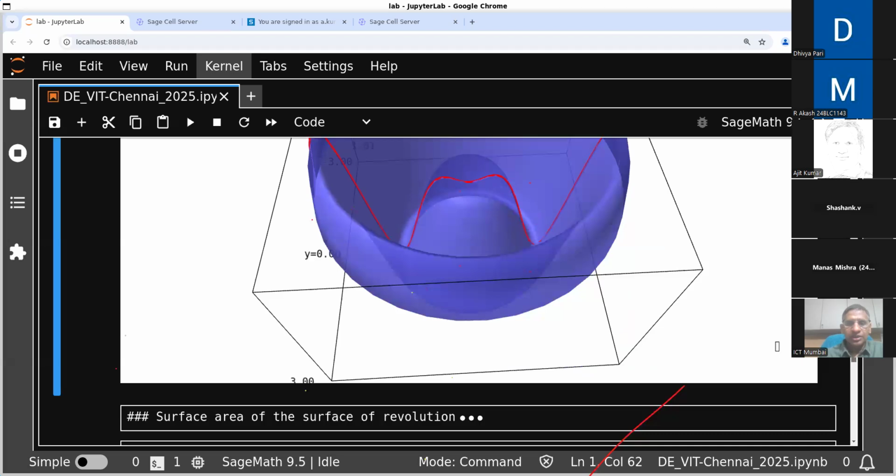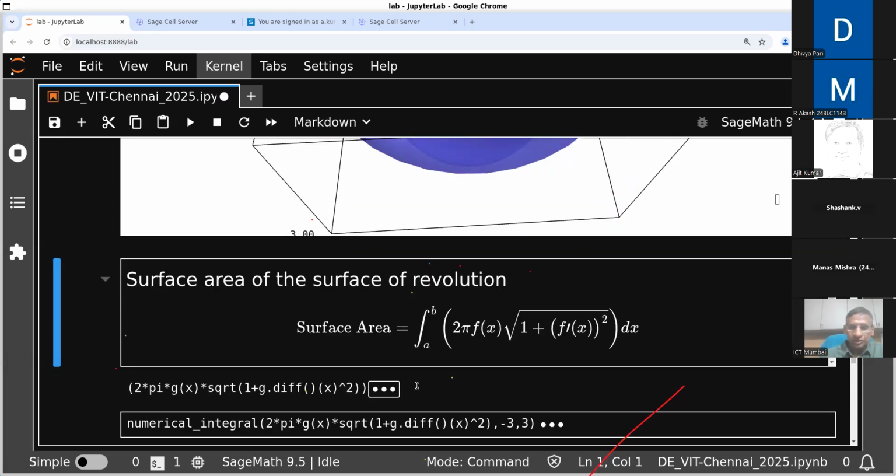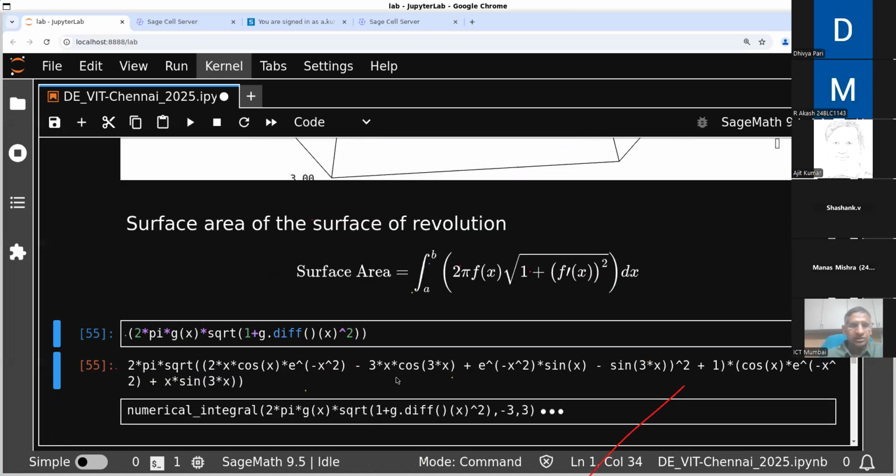But if I look at this function and try to find the derivative of this, the square root of 1 plus f dash x whole square, etc., I'll show you this. This is how it looks like. The function is quite complicated. Finding the integral of this will be next to impossible. So what you need to do is find a numerical integration, an approximate integral.